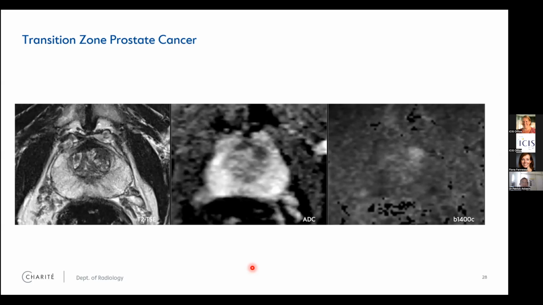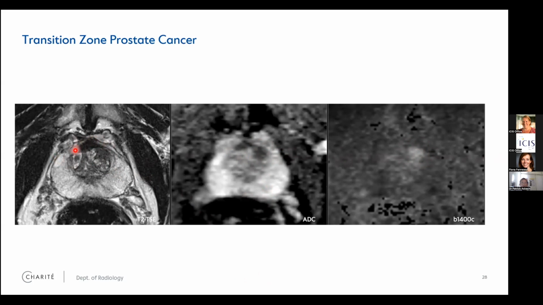This is a companion case, a challenging case, a much smaller lesion in the left transition zone, again lenticular shaped, and again showing the black and white pattern on diffusion with high signal on the high B-value image and low signal on the ADC map. I'm showing this case to show the anterior fibromuscular stroma again, which is located anteriorly, midline.